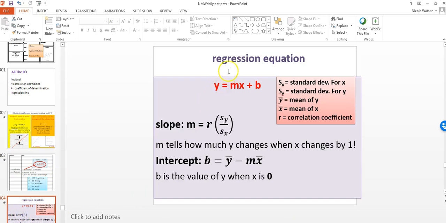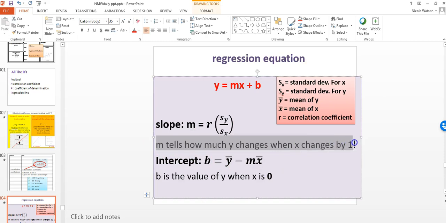Make sure you know how to find the regression equation. You will be asked to find the slope and be able to use this information to find the y-intercept. This is so important right here. I'm highlighting this because I'm still seeing people not do this correctly. Make sure this is in your notes.